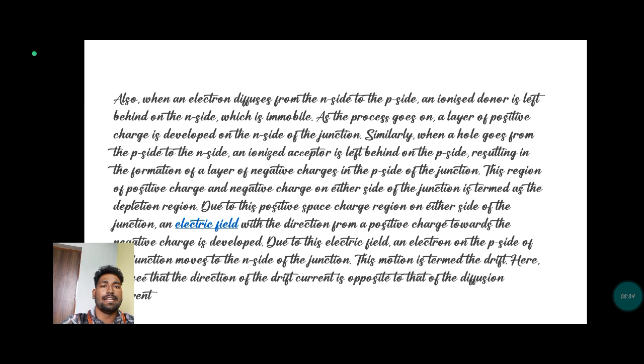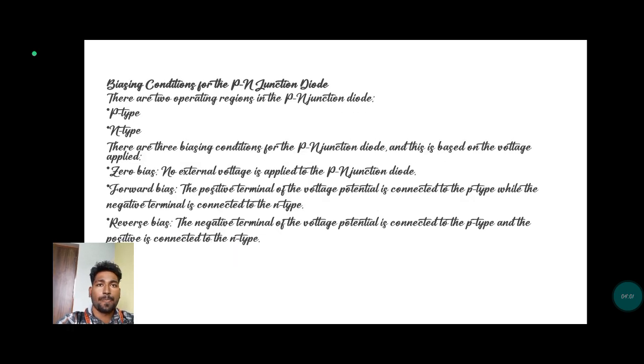An electric field with the direction from the positive charge towards the negative charge is developed due to the space charge, and electrons on the p side of the junction move to the n side of the junction. The motion is termed as drift. Here we see that the direction of the drift current is opposite to that of the diffusion current.